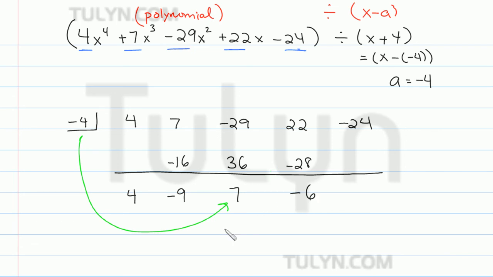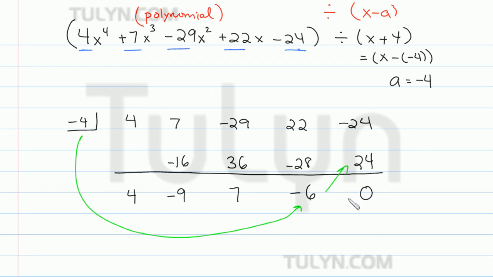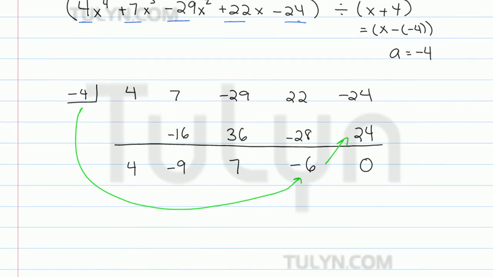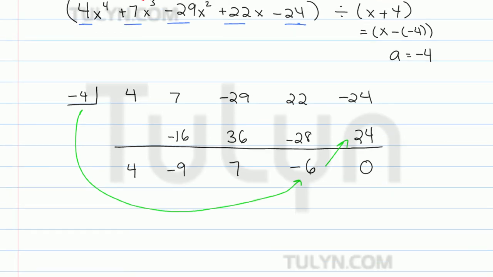And then we want to do the same step one last time. We take that negative 4, multiply it by negative 6, and then write it in that last spot on the last column. So negative 4 times negative 6 is 24, and when we add 24 and negative 24 together, we get 0. So now we found the coefficients for our answer, our quotient, right? And now the last thing to do is to affix the appropriate variable.